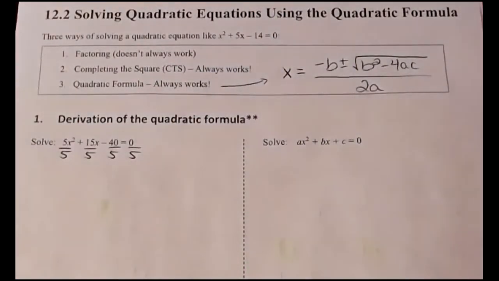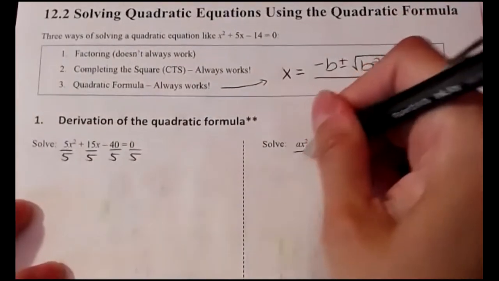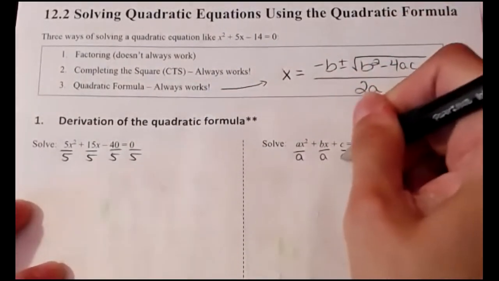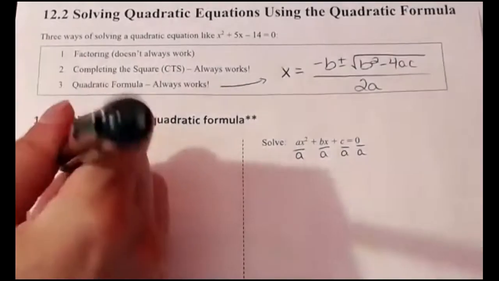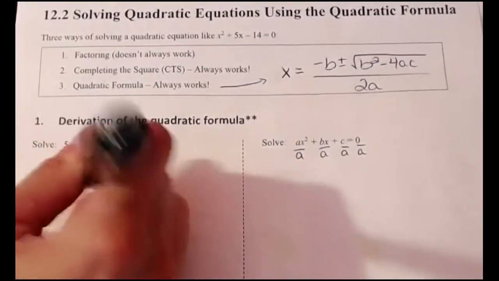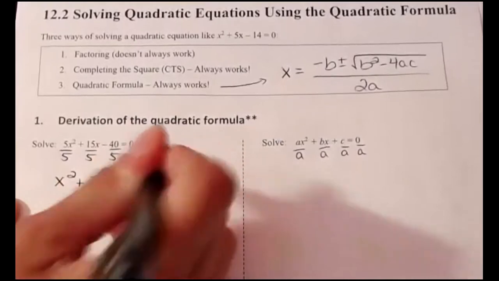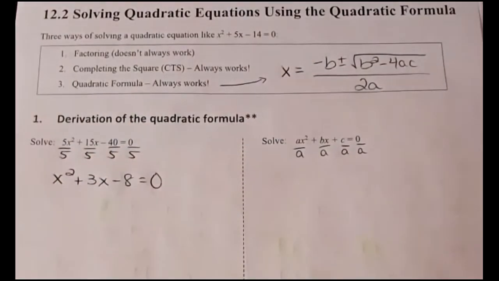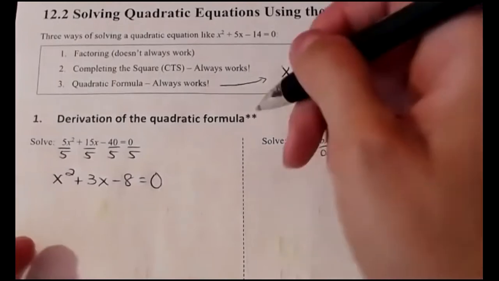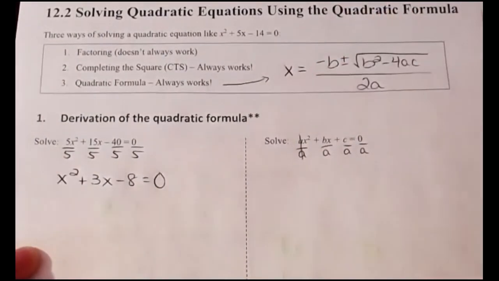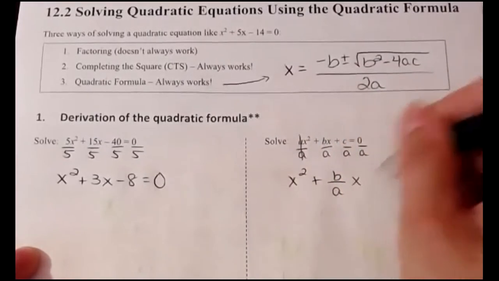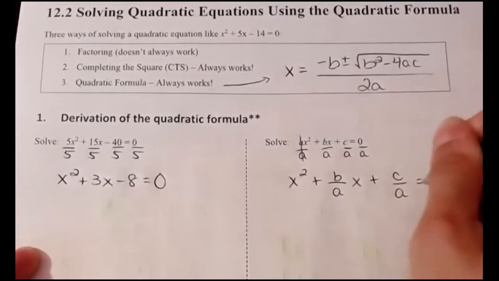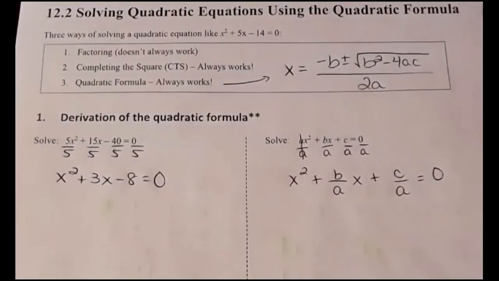What I'm going to do is I'm going to do the same thing on the right-hand side. So our focus is to get our leading coefficient to be a 1, right? The leading coefficient. So here's what we end up with. We have x squared plus 3x minus 8 is equal to 0. So there's our first expression. Then on the right-hand side, notice the a's are going to cancel. So we're left with x squared plus b over a x plus c over a is equal to 0. Hopefully so far so good.